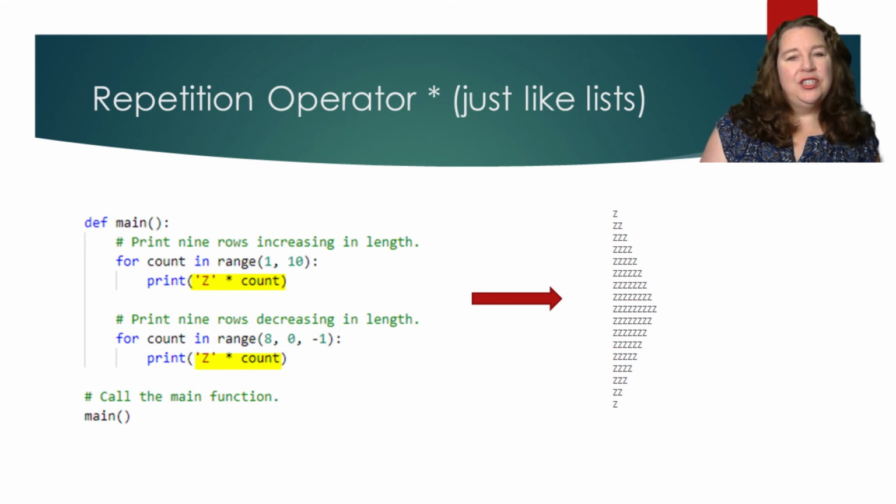In this case, I can do z times count, whatever the count was, 1 through 10. So 1, 2, 3, 4, 5, 6, 7, 8, 9, and then go back from 8, 7, 6, 5, 4, 3, 2, 1, and be able to have 7 z's or 8 z's or 2 z's. And that's what I'm printing. Again, I'm not assigning this to a variable. I'm not changing the value of anything. I'm just printing the z times the count. I could say my new string equals z times count if I wanted to do that. So this is your repetition operator when it comes to strings. Again, works just like the lists do.